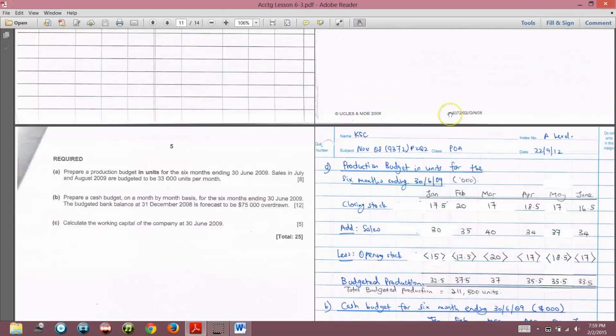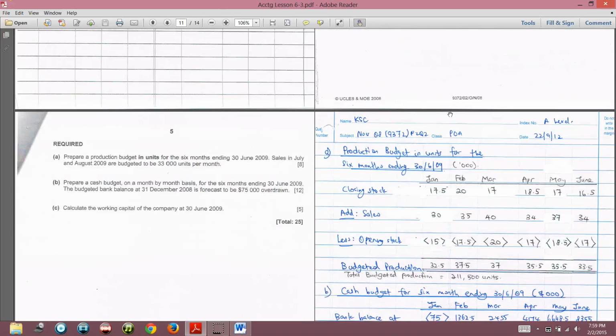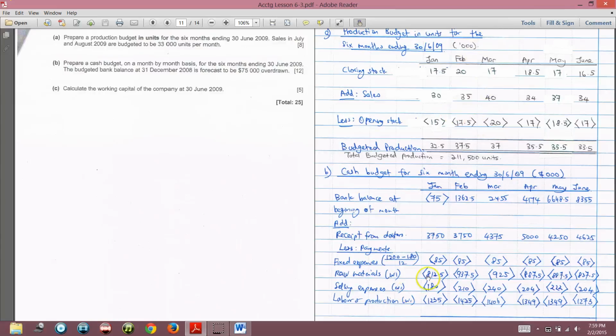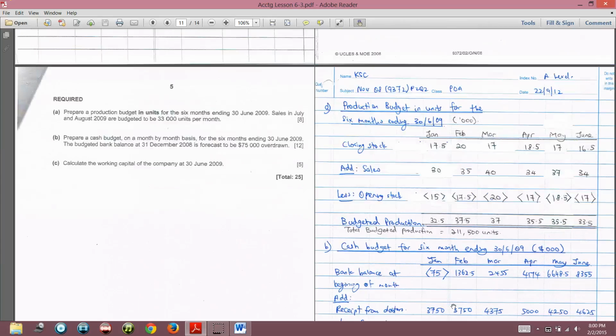Then how much is February sales? February sales is 35,000. 35,000 times 6. 35 times 6 is 210. Then March sales is 40,000. So 40 times 6 is 240. So this is how I get these selling expenses, right? Okay, then we come to labor and production.